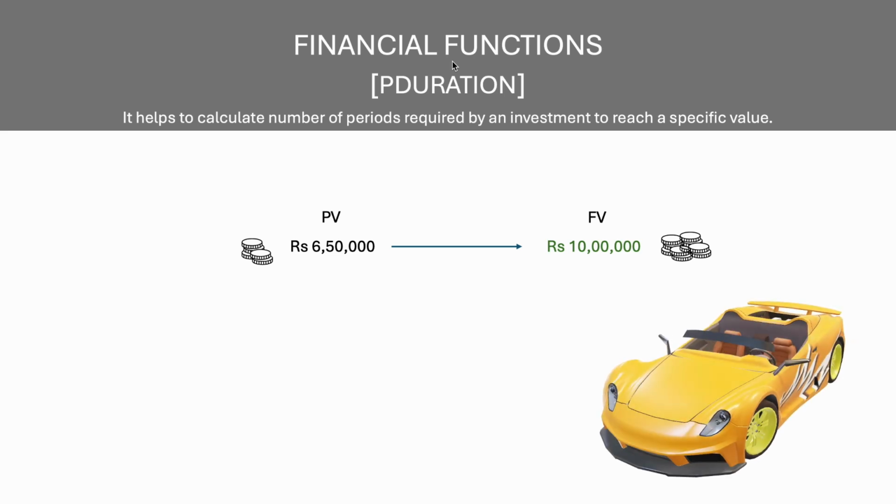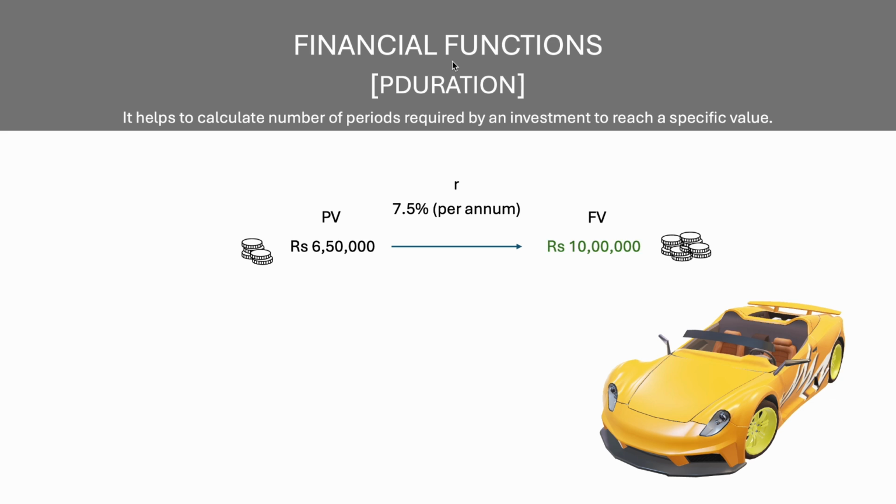So here our rate of interest is 7.5% per annum. This is your R, and he just wanted to know whether there is any formula or any tool in Excel where we can calculate how much time it will take for his investment of 6,50,000 rupees to reach 10 lakh rupees so that he can buy a car after a certain tenure. Then I said we can definitely calculate it with the help of the PDURATION function.